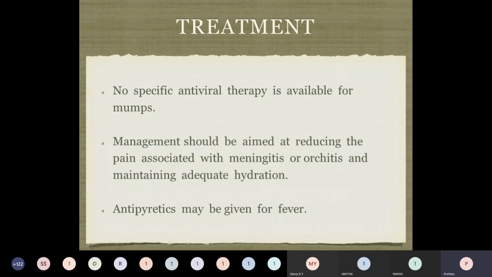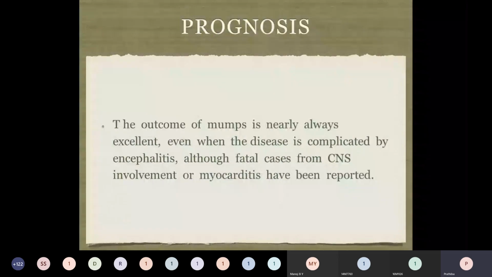What about the treatment? As we know, it's a viral disease, and we already said it's self-limited. There is no specific antiviral therapy. The management should be aimed at reducing the pain, which is mainly associated with meningitis or orchitis, and maintaining adequate hydration. The fever can be reduced by using antipyretics. Prognosis: the outcome of mumps is generally excellent, but the disease can be complicated by encephalitis, although fatal cases from CNS involvement and also myocarditis have been reported.